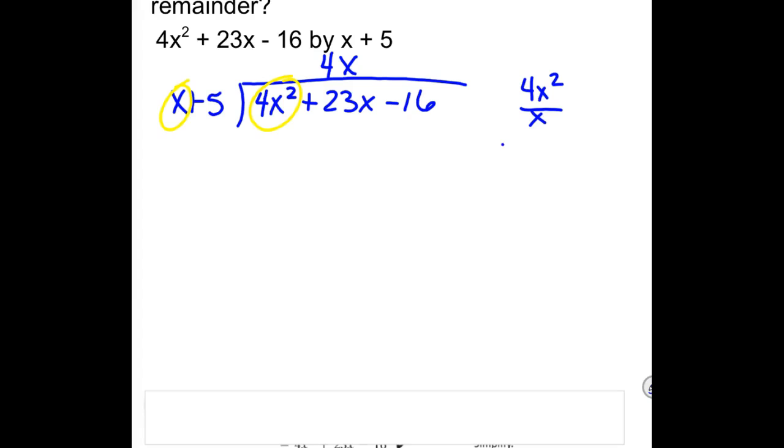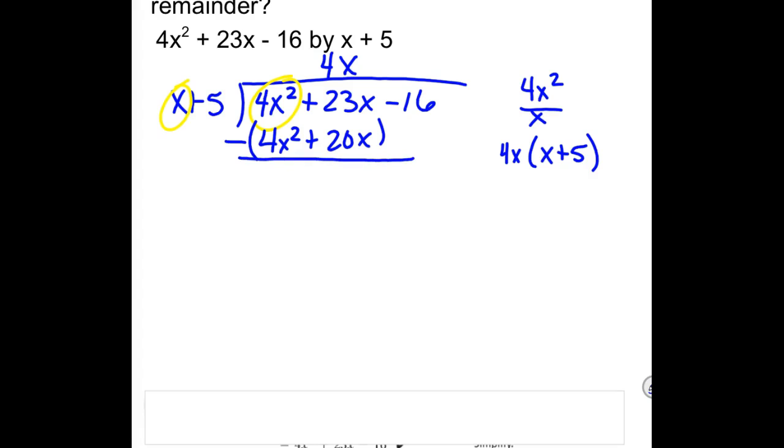Then we take the 4x and we multiply it to the x plus 5. What do we end up with? Okay. And then the next step is to subtract. When I subtract, the x squared terms disappear. What do we get for x's? Okay. So 23 minus 20 would be 3x's. And then I bring down the minus 16.